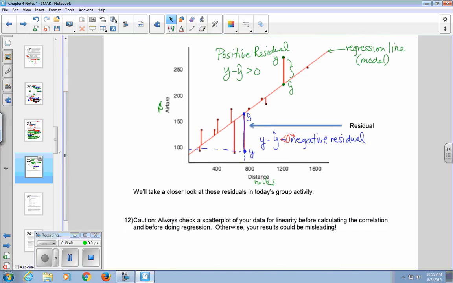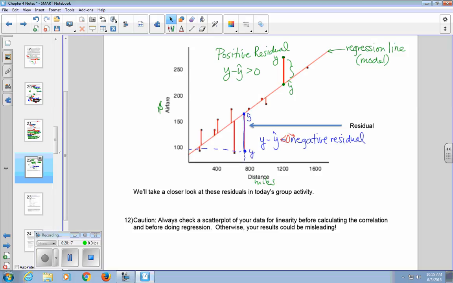All right, so our last thing here, number 12, so just a caution. Always check a scatter plot of your data for linearity before calculating the correlation and before doing regression. Otherwise, your results could be misleading. So again, the model you're creating is a linear model. We want to make sure it's being used for a scatter plot that has linearity. Other thing to keep in mind is that a statistician's job is not just to produce the correct numerical values for regression, but you also want to make sure that you're determining whether a linear regression is appropriate.